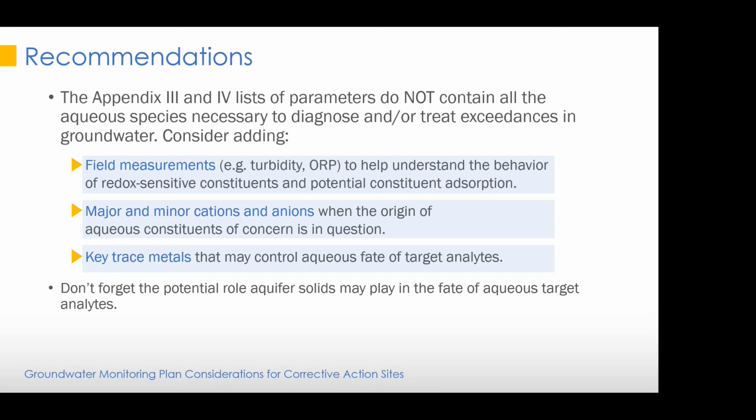And that includes these key trace metals that may control the aqueous fate of the target analytes. We've talked about iron. Iron is probably the biggest one to think about. And then in the end, don't forget about the potential role for the aquifer solids in this whole process of evaluating the fate of the aqueous analytes.